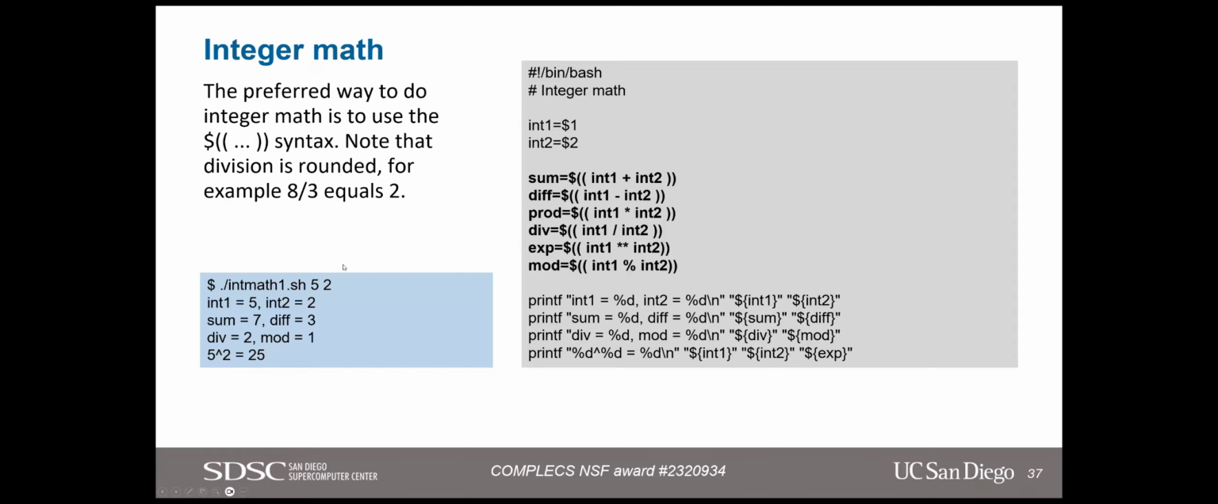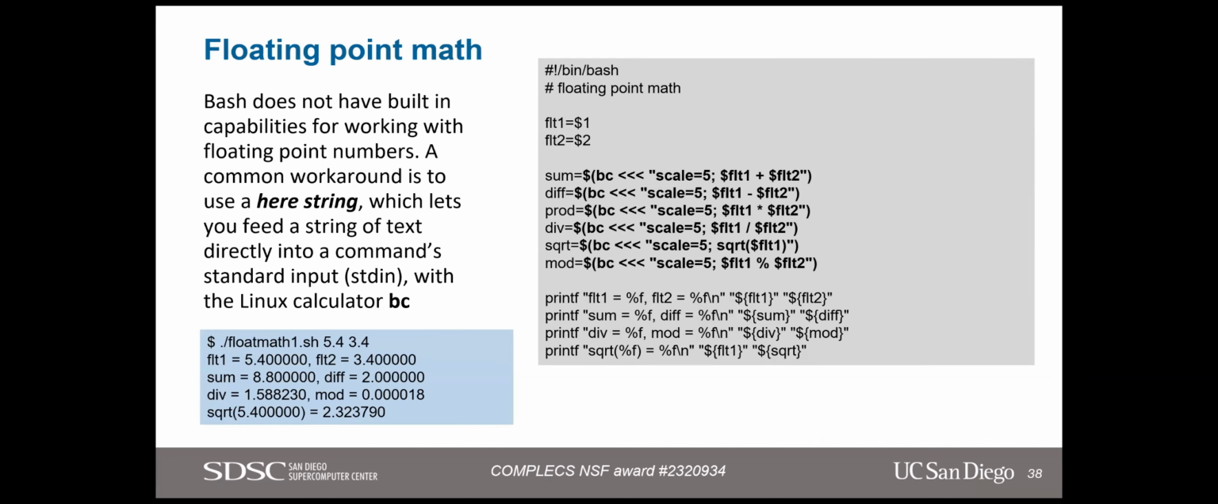So if in our example here, we do this for 5 and 2, the sum is going to be 7. The difference is going to be 3. When we divide it, it will be 2. 5 divided by 2 is not 2, but it will truncate it. Notice that it's not being rounded, but it's being truncated.